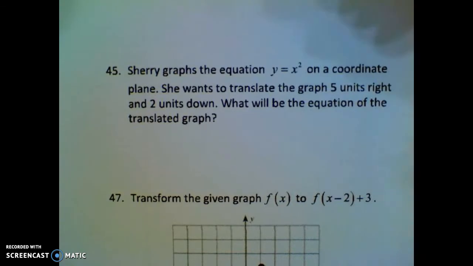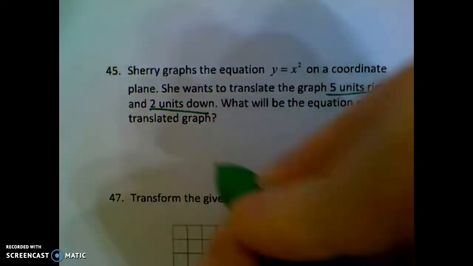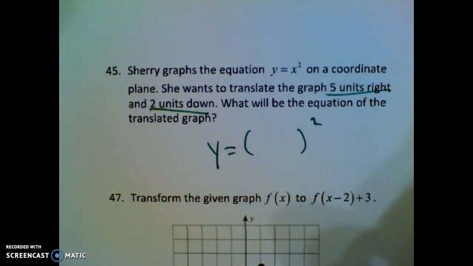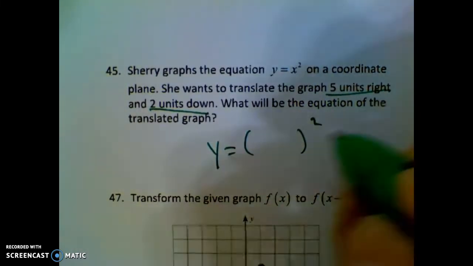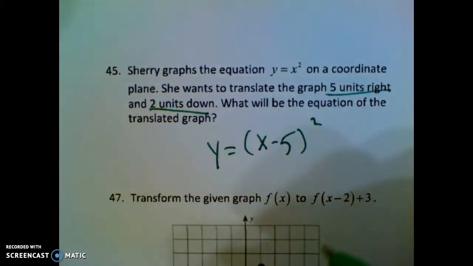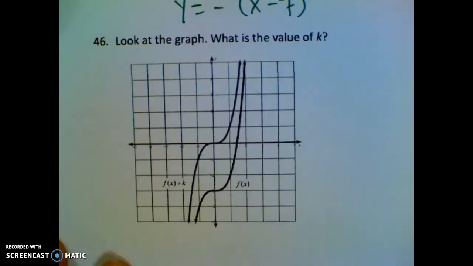Okay, 45 gives the equation y equals x squared. She wants to translate 5 units right and 2 units down. Whenever you are moving things left and right, you're going to put it on the inside. It's going to behave opposite. So 5 units right is going to be x minus 5. And then 2 units down will behave how it looks. So it'll be minus 2 on the outside.